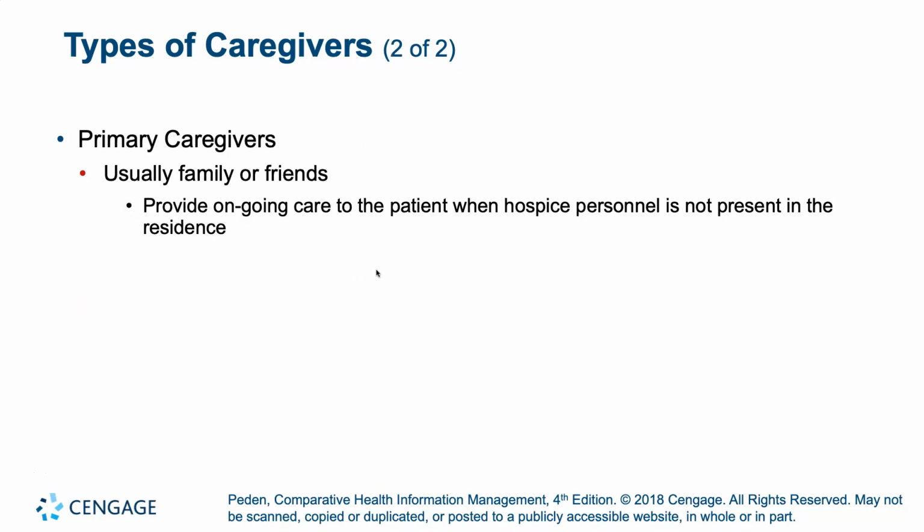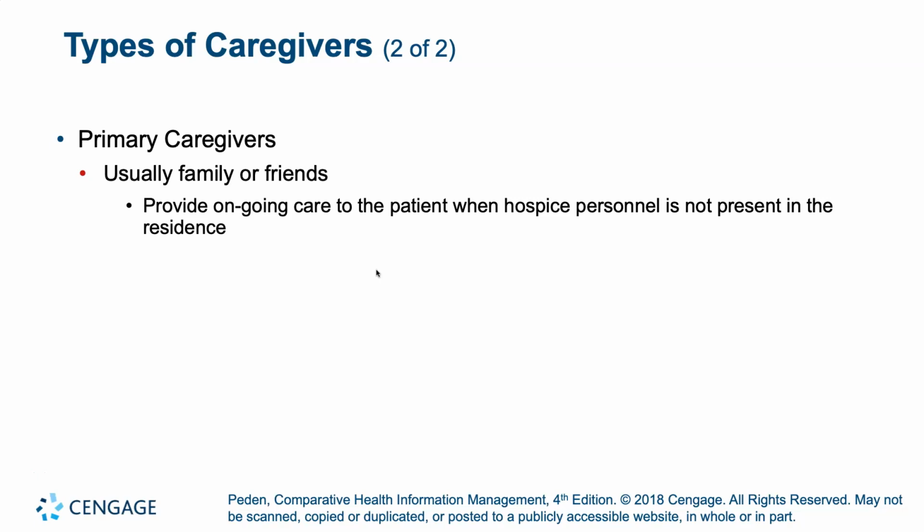Primary caregivers of terminally ill patients are usually family or friends, and they provide ongoing care to the patient when hospice personnel is not present in the residence. My one personal experience with hospice had to do with my grandmother, and this was back in the early 90s, so much has changed since then, and I've seen it since then from a healthcare perspective, an HIM perspective, rather than a personal or family perspective.